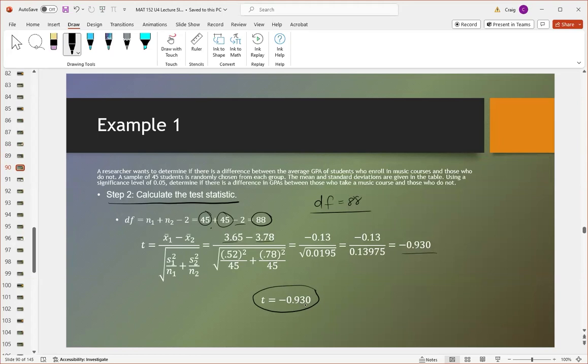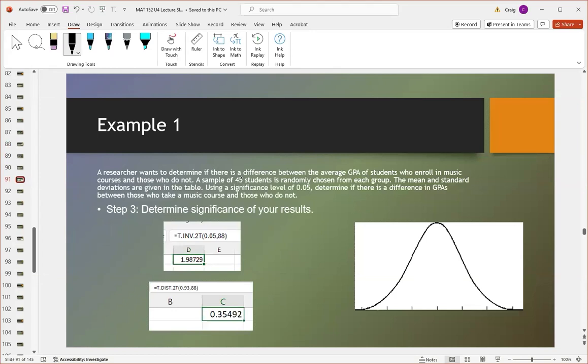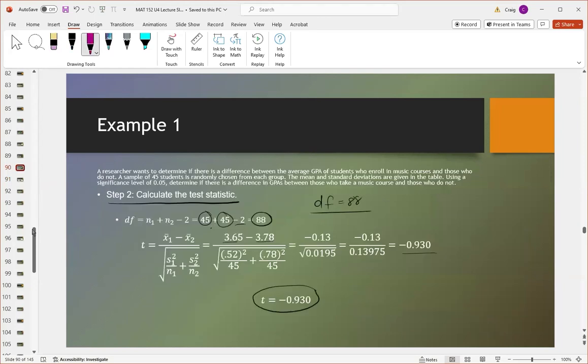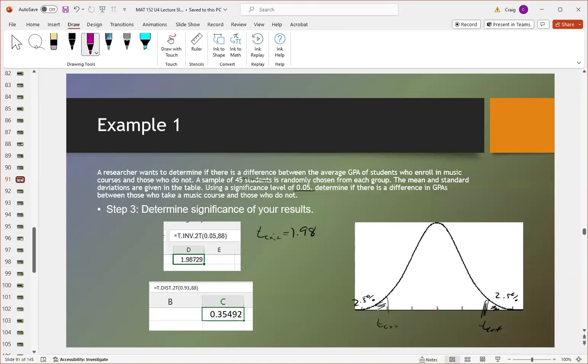Now that we have our t-value, everything else, like the previous hypothesis test, is very similar. We want to determine if there's a difference between the average GPA of those two groups of students with a significance level of 0.05. If we wanted to find the critical t-value, that would mark our rejection region, and that's at about 2. Since it's a two-tailed test, it would be on both sides, giving us 2.5% here and 2.5% here. But if we look for where the t-value we found, negative 0.93, actually is, that would be here. That's the t that we found from our sample.